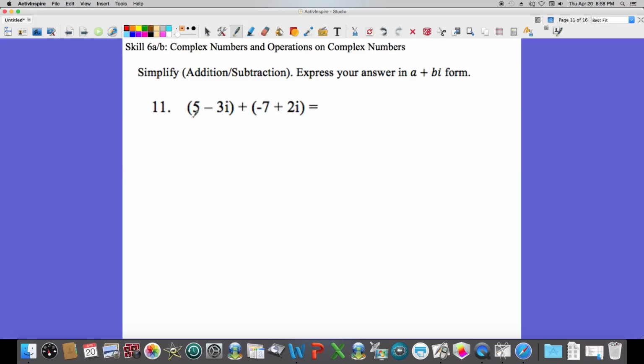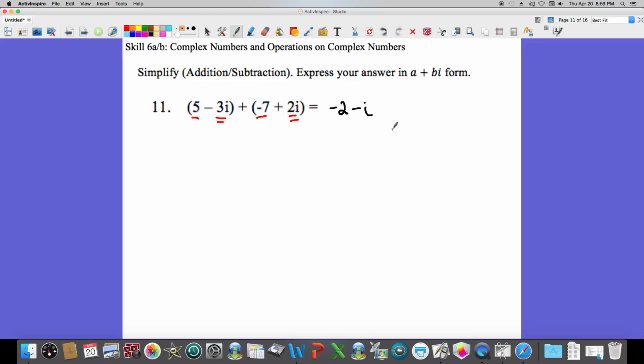So what I would suggest is that you develop some type of system that groups or identifies like terms. So here I have a 5, and here I have a -7. What I usually do is give that a single underline, and here I have terms that have the imaginary unit, I give that a double underline, and I combine the like terms. All right, so for my real part, 5 plus a -7 is -2. And -3i plus 2i is a -1i.